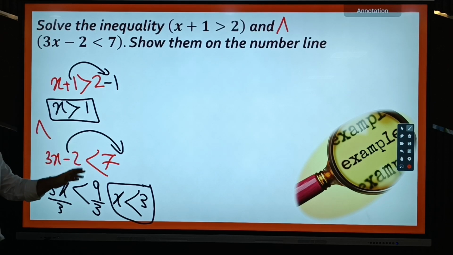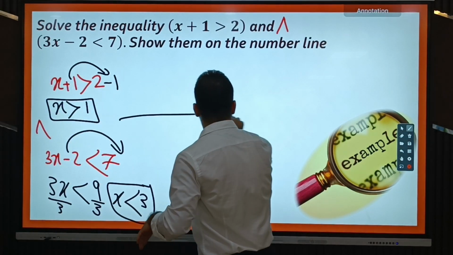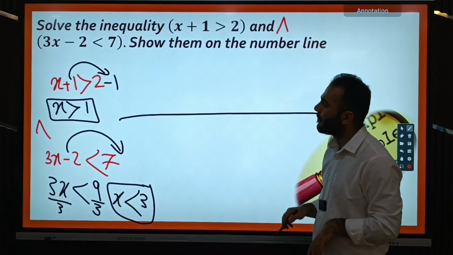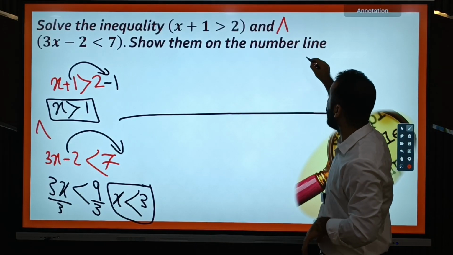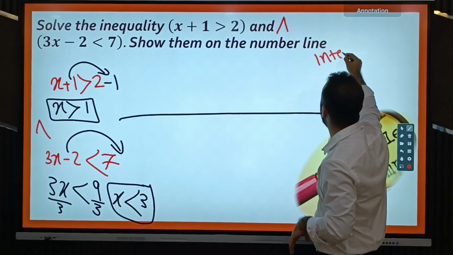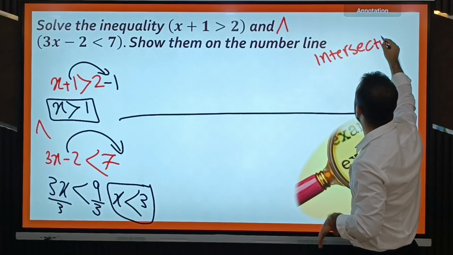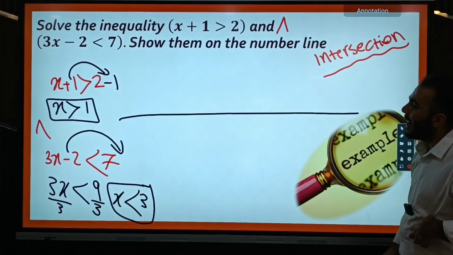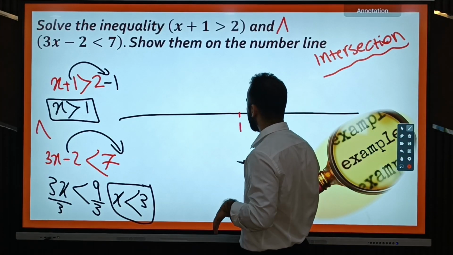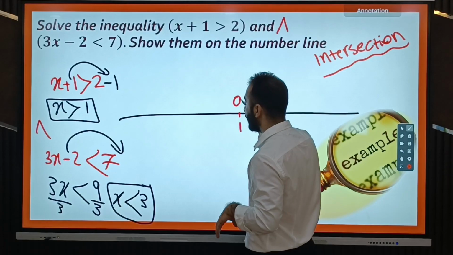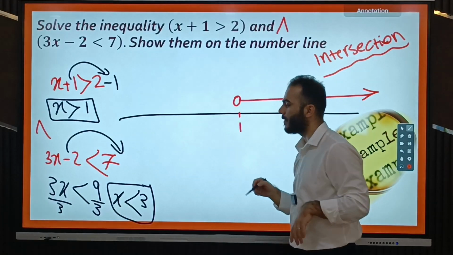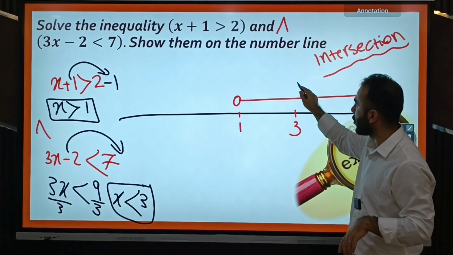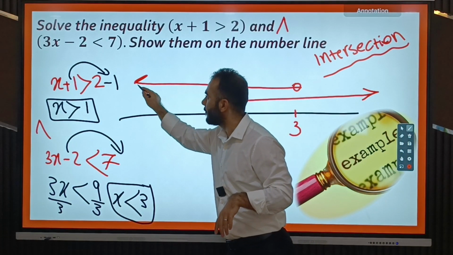So let's show them on a number line. Big number line like this. Be careful. Since it says "and", we need to find the intersection part. Okay, x greater than 1. Let's say 1 is here. It goes to positive infinity. And x less than 3. If 3 is here, so x less than 3.